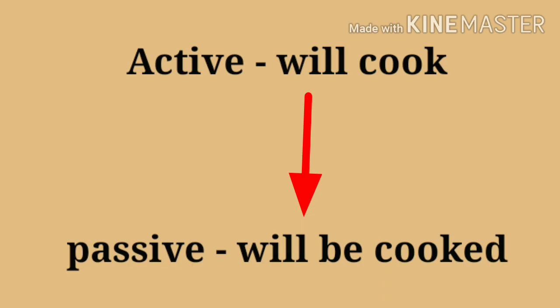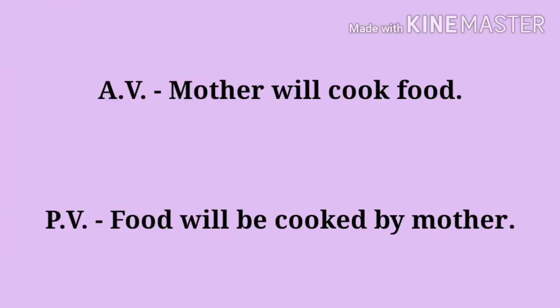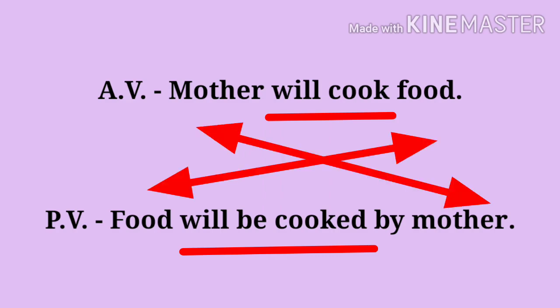Let's see some sentence examples. For example, the sentence in active voice is Mother will cook food. So in passive voice it changes into food will be cooked by mother. So we see the subject in active voice, that is mother, becomes the object in passive voice, and the object in active voice, that is food, becomes the subject in passive voice. So the sentence changes into food will be cooked by mother.